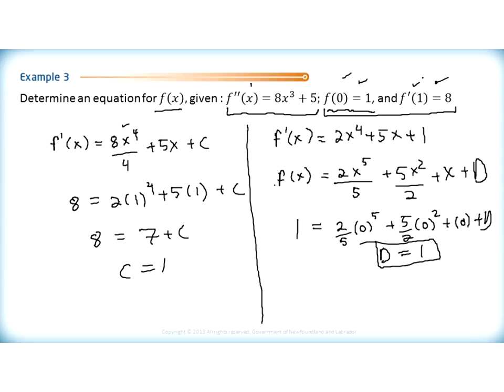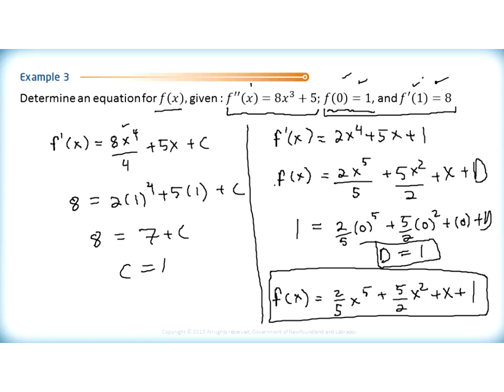Nice. So now that we have all that information, we can write our original function, f of x. And it's a polynomial that says 2/5 of x to the power of 5 plus 5/2 of x squared plus x plus our arbitrary constant, which turned out to be a 1. Okay?